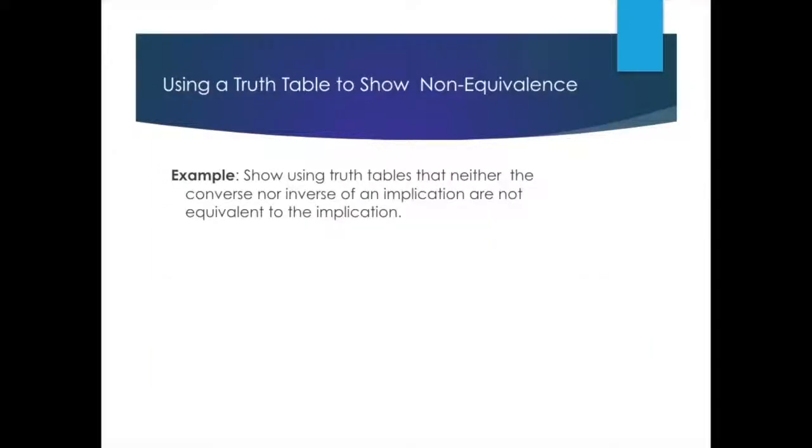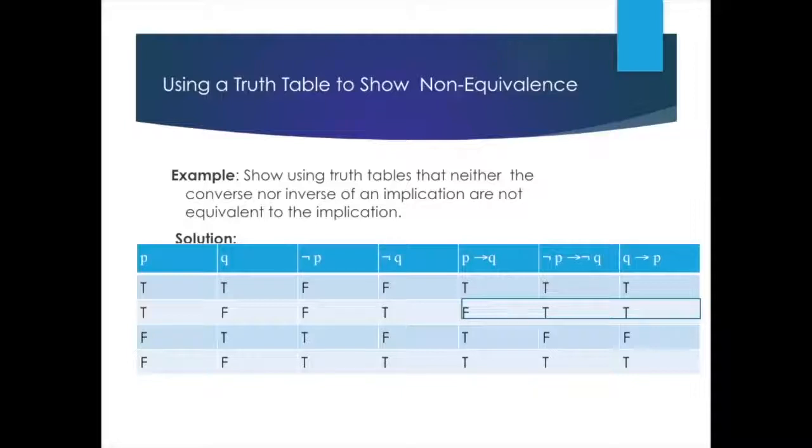Now, another example. Show using a truth table that neither the converse nor the inverse of an implication is equivalent to the implication. Here we start with something really simple. We take the value of P, we take the value of Q, and we do not P and not Q like before in the previous example. Now let us fill the column of P implies Q. We know that it's true, false, true, true by the previous example. And not P implies not Q is true, true, false, true.